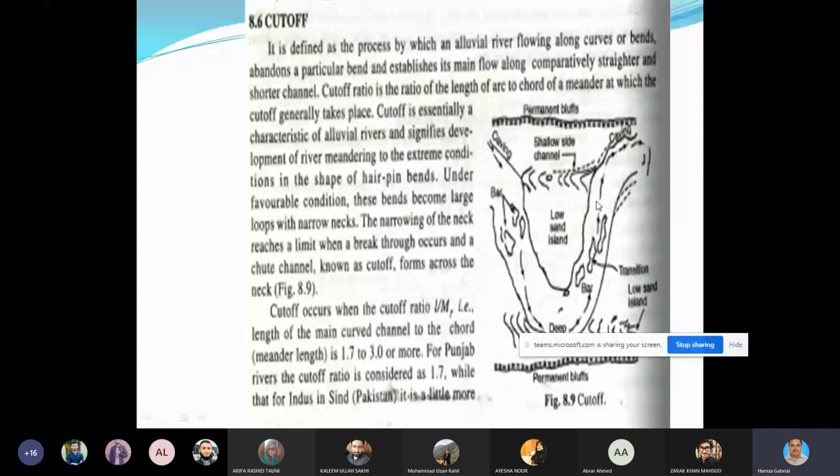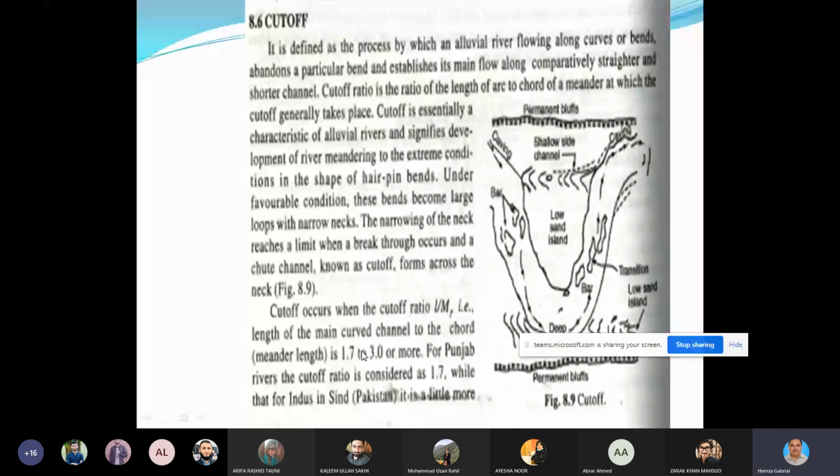So the cutoff ratio we define as the ratio of the length of arc to chord of a meander at which the cutoff generally takes place. So using this cutoff ratio, we can also predict the occurrence of cutoff. So we say that the cutoff will occur when the cutoff ratio L over ML, that is the length of the workout channel to the chord, is 1.7 to 3 or more.